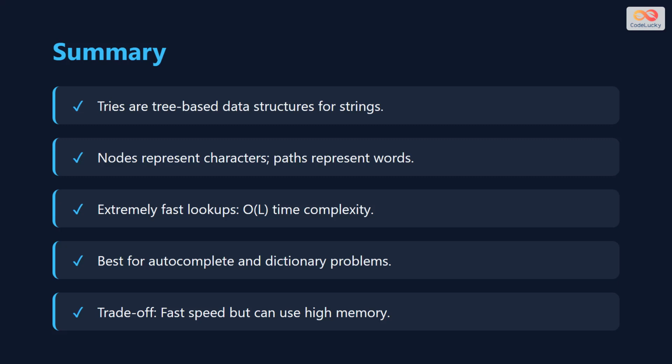To wrap up, tries are specialized trees for strings. They break words down character by character. They offer incredibly fast lookups based on word length, making them the industry standard for autocomplete systems. While they can be memory-intensive, their speed benefits are often worth it.